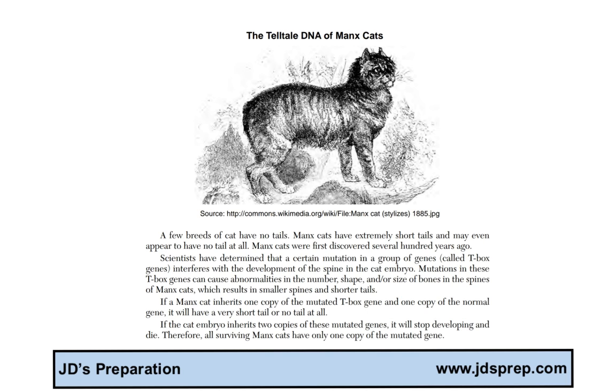Scientists have determined that a certain mutation in a group of genes, called T-box genes, interferes with the development of the spine in the cat embryo. Mutations in these T-box genes can cause abnormalities in the number, shape, and/or size of bones in the spines of Manx cats, which results in smaller spines and shorter tails.